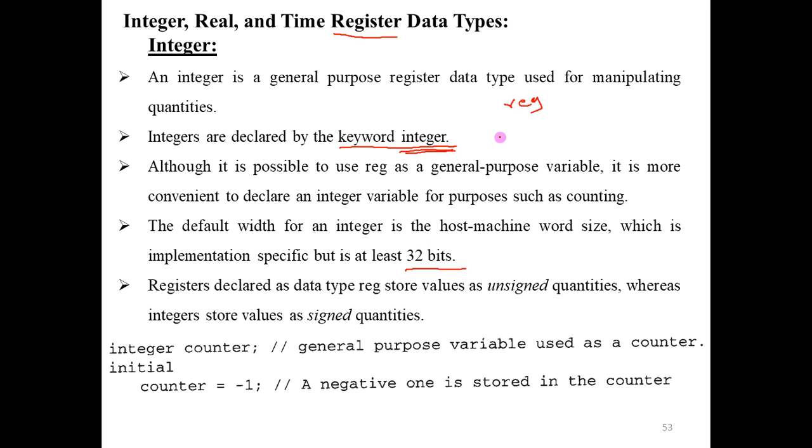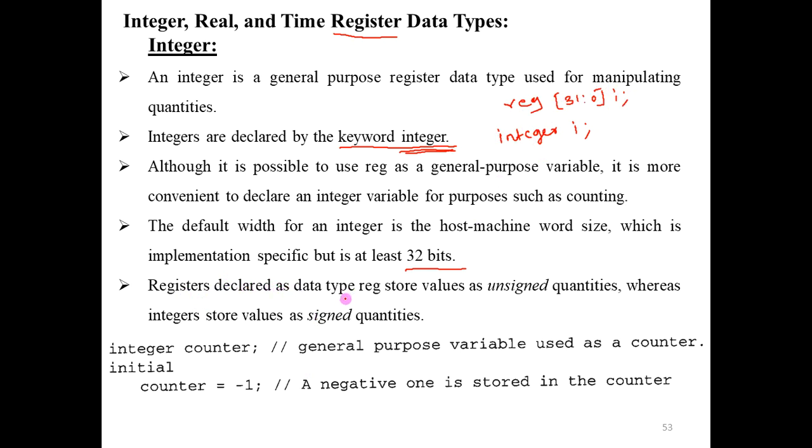It's as good as, think that I'm defining something like this: integer I. The equivalent expression for writing this is reg [31:0] I. Both are the same. The option is left to you.